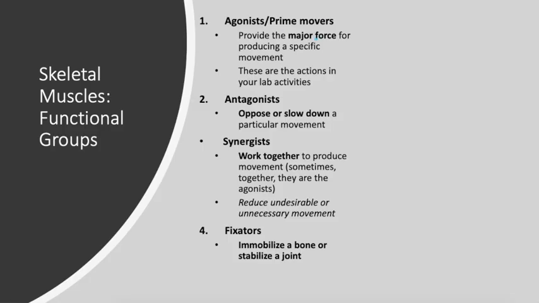In your lab book, the actions that are listed are all what we call a prime mover, an agonist, producing the major force of a particular muscle. But there are other things a muscle could do that are very important. For instance, an antagonist is the opposite, or it will slow down a particular movement. I'll give you some examples of this in class because it's easier when you can see somebody doing it. But you want to slow down the opposite movement.